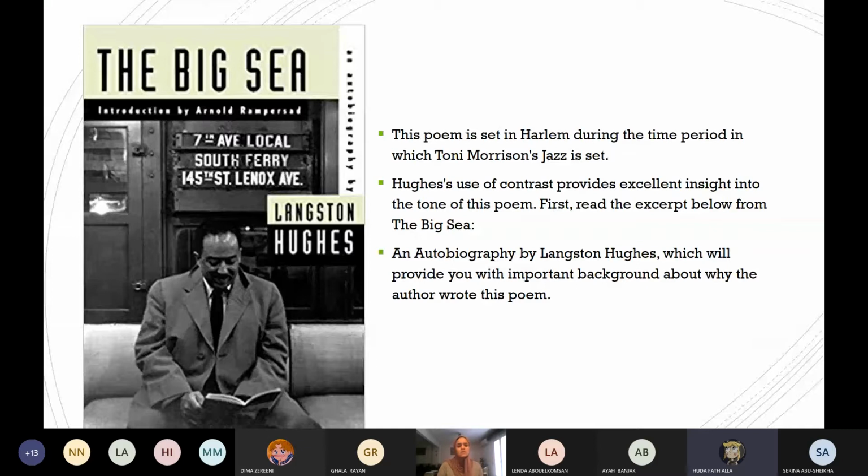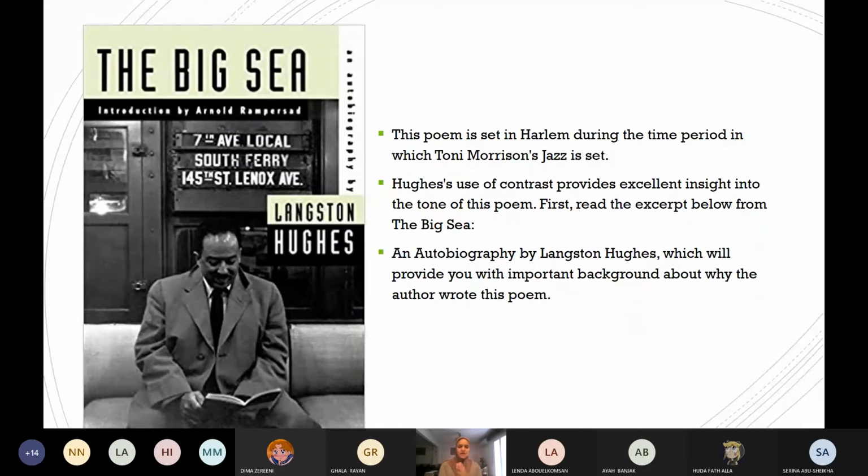This poem is set in Harlem during the time period in which Toni Morrison's Jazz is set. So in the same time Toni Morrison wrote Jazz, he wrote this poem. We understand, we discussed it before, that sometimes we take a poem and a novel or a short story to compare how the author gives the same message delivered in many ways. His use of contrast provides excellent insight into the tone of this poem.